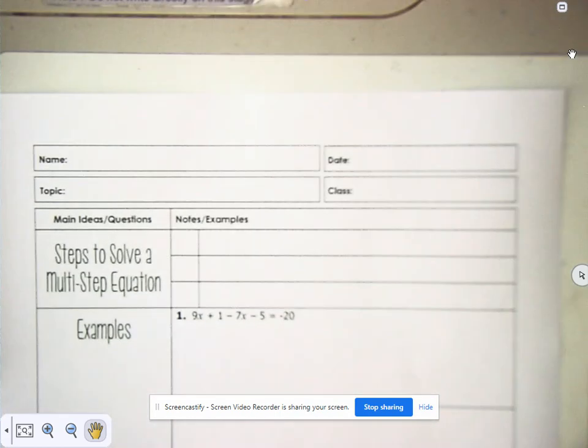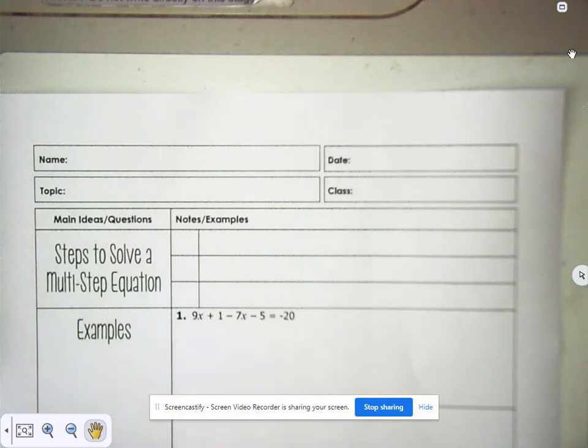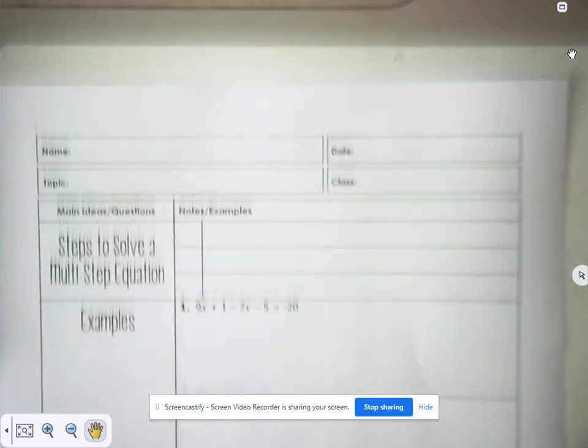All right, y'all. So today we're going to talk about solving multi-step equations, which means more than two steps.